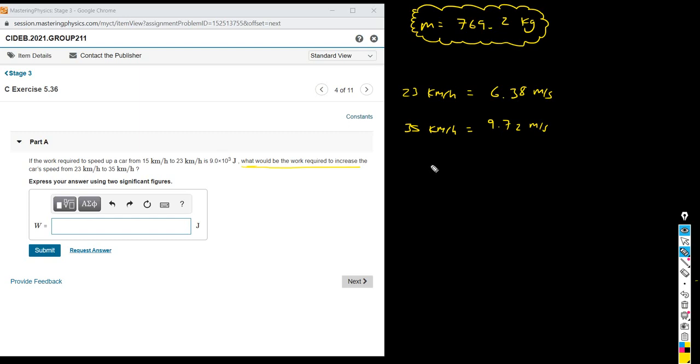So basically, this work will be the one required to increase the car from this velocity to this velocity, or in other words, to increase the kinetic energy of the car from this kinetic energy to this one. This is the first kinetic energy that the car will have when it's going at this velocity. I'm ignoring the units on purpose in order to simplify this thing. So let's calculate the initial kinetic energy of the car.